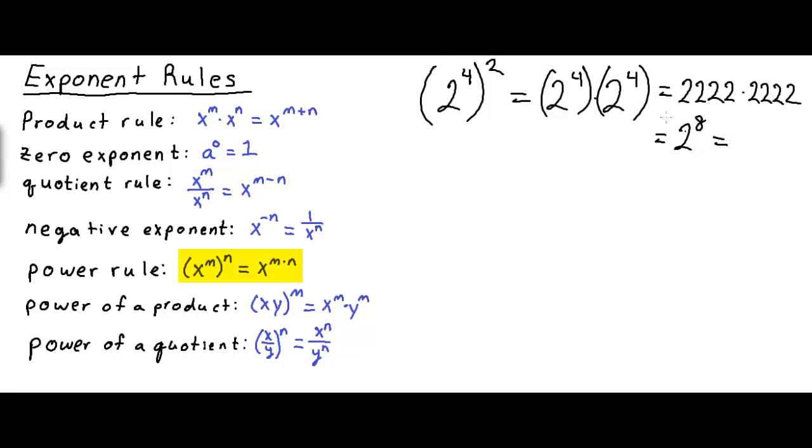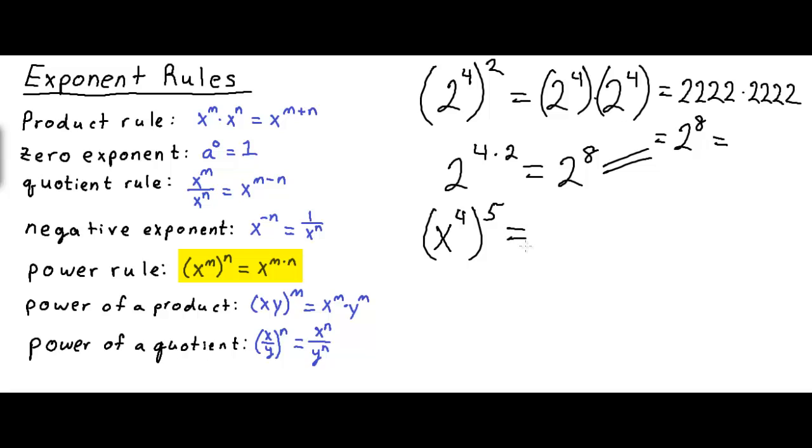Again, we can also look back at our power rule. If we have 4 to the power of 2, we can multiply those two. So we have 2, 4 times 2 is 8, so we get 2 to the 8th. Those are in fact equivalent. Let's look at a couple more. If we have x to the 4th raised to the 5th power, again, using that power rule, we're going to multiply our exponents. So we have x to the 4 times 5. It's going to give us x to the 20th.